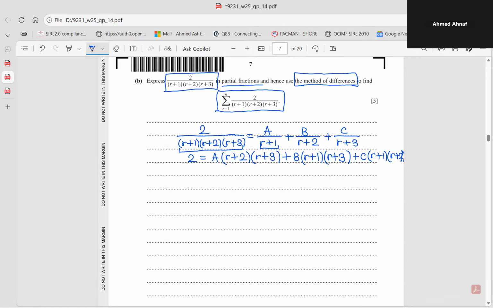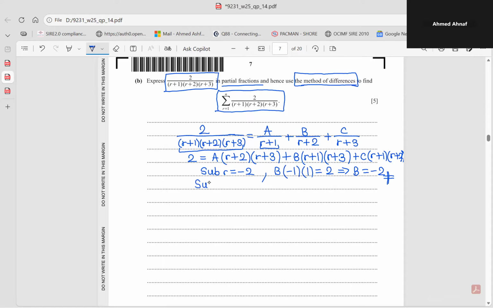Now this is common knowledge. You're supposed to make the factors equal to 0. So I'm going to make the r plus 2 zero by substituting r equals -2. The A would go away, the C would go away, so we'd only have B left. So B times (-2 plus 1), that's -1, times (-2 plus 3), that's 1, equals 2. This would give you B equals -2.